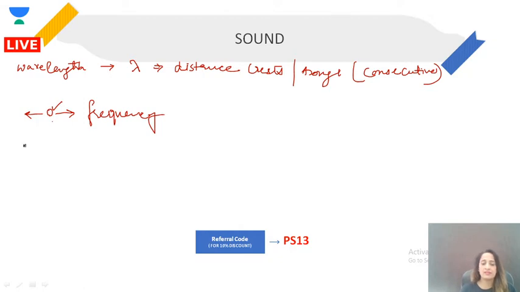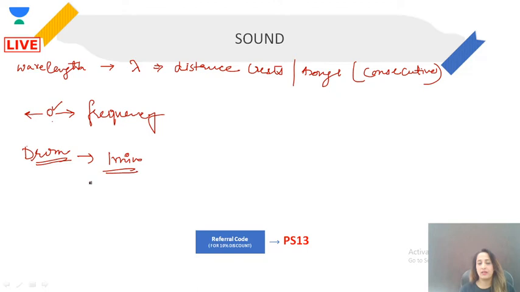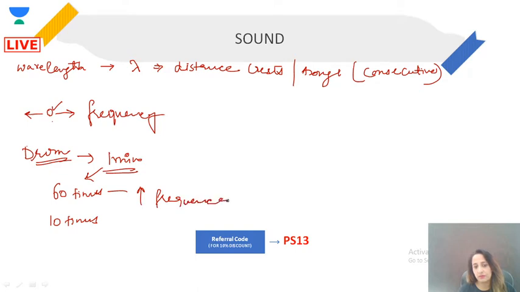For example, I ask you to play on a drum, right? In, let's say, 1 minute, how many times you hit the drum is your frequency. Let's say you are hitting it faster, 60 times, or let's say you are hitting it only 10 times in 1 minute. So here you have high frequency, meaning how frequently you are doing it. Here you have low frequency.